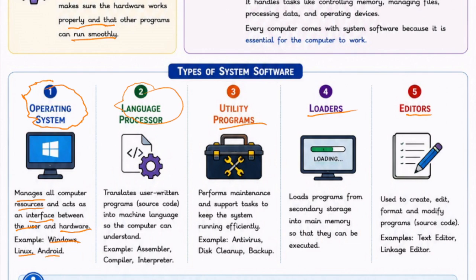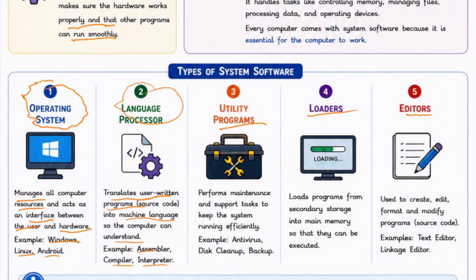Now we have language processor. Language processor translates user written programs, which we call the source code, into machine language so the computer can understand. And we have assembler, compiler, interpreter as examples. Just listen, okay? We are still coming to explain it, in which I will use relatable scenarios, something that you can really relate to, to explain all of this so that you understand.